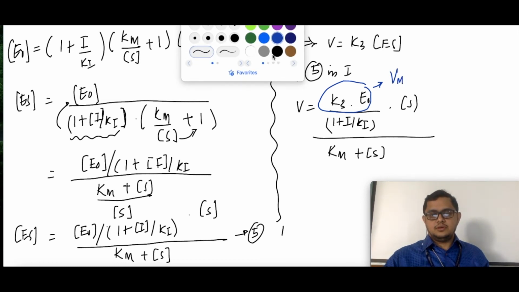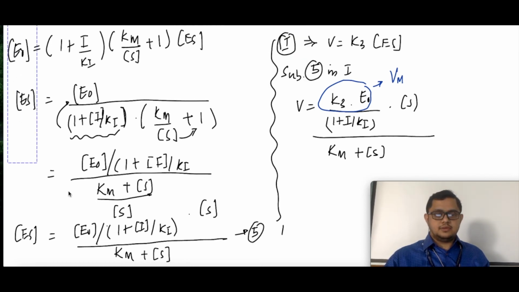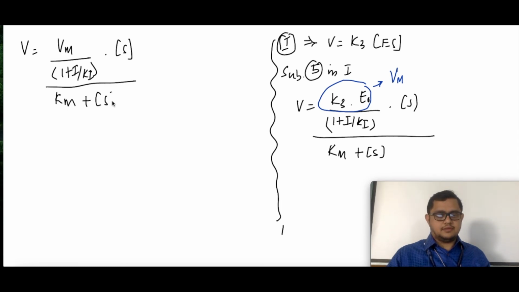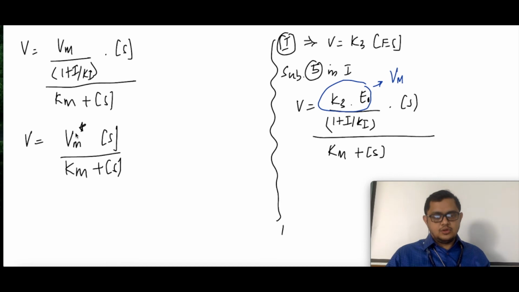So let me erase this side. This equation becomes V is equal to Vm divided by 1 plus I by Ki into S divided by Km plus S. So this will be rewritten like Vm star into S divided by Km plus S. Again the symbol is used by different books in different ways. Here Vm star is nothing but Vm divided by 1 plus I by Ki, right.